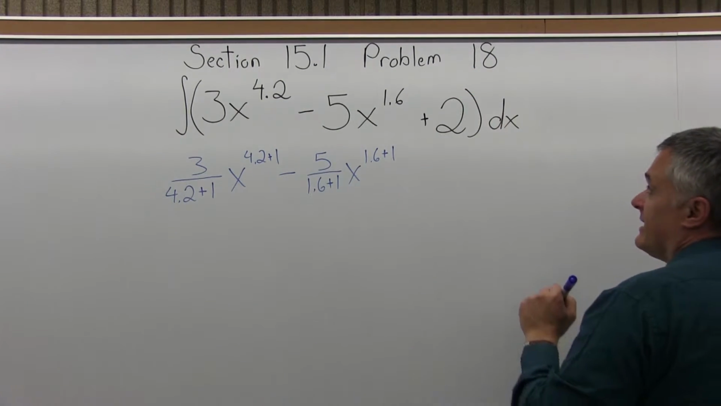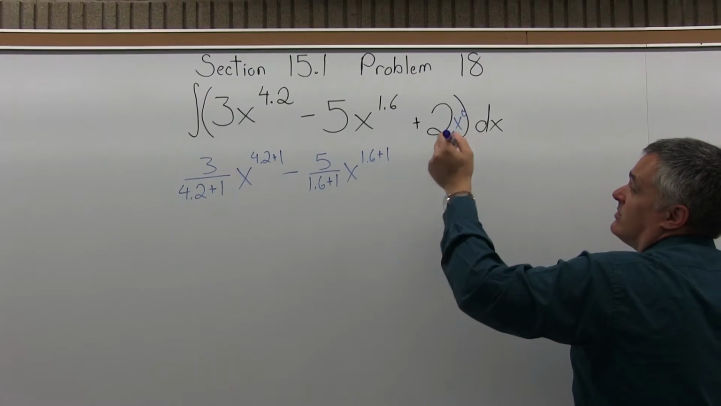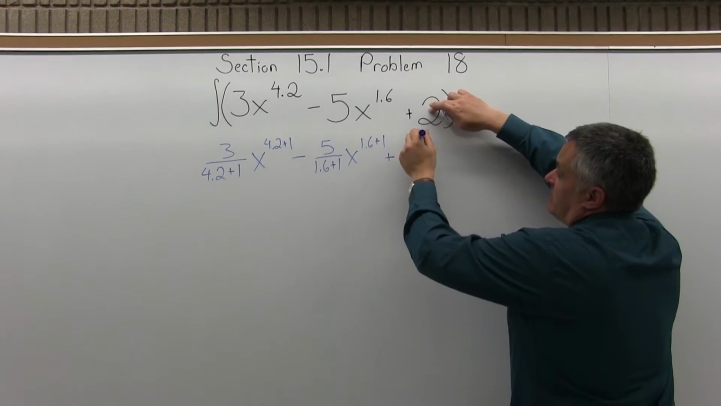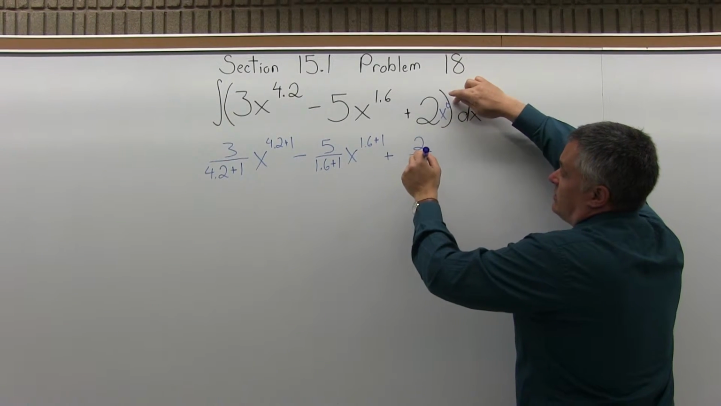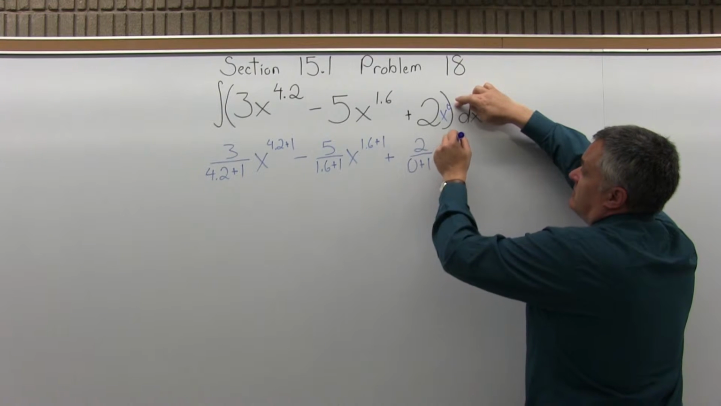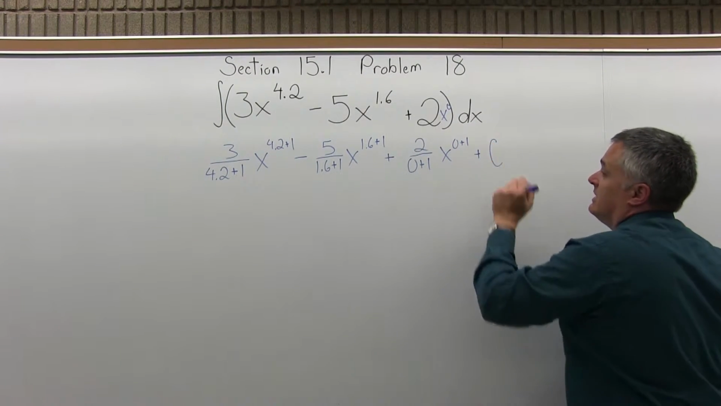Now the 2 on the end, you can assume that's coming from a 2x to the 0, just so it fits the same format. So the 2 that's in front becomes the numerator of the fraction. You have the old exponent of 0 plus 1, then x to the 0 plus 1, and then plus a constant. And that's the answer.